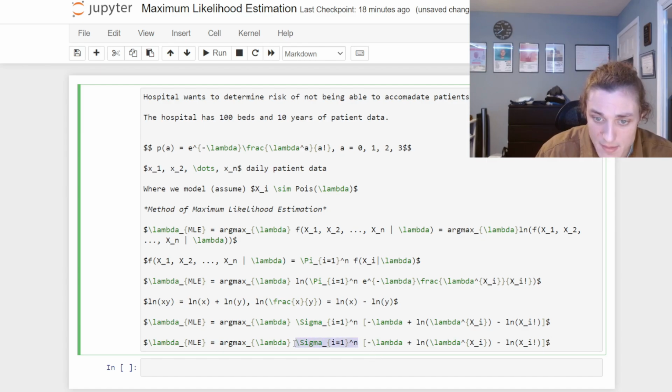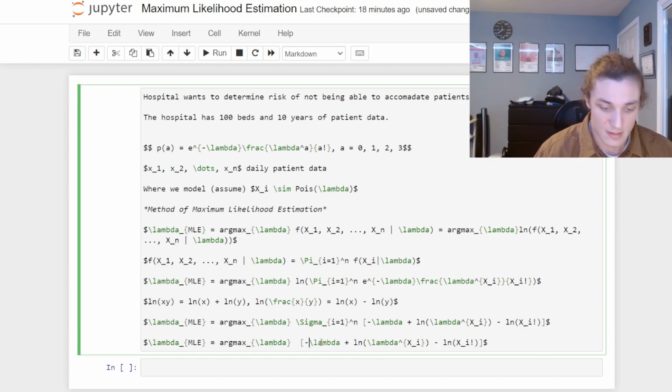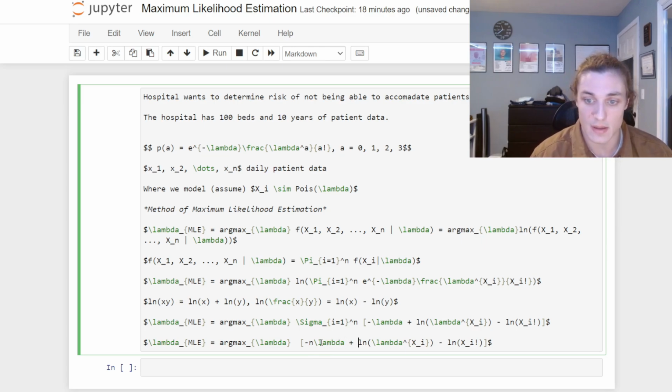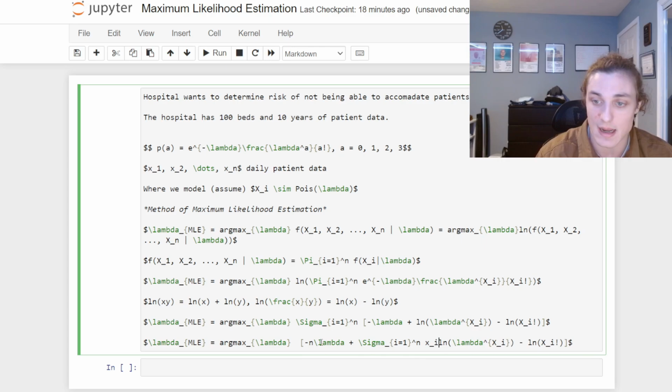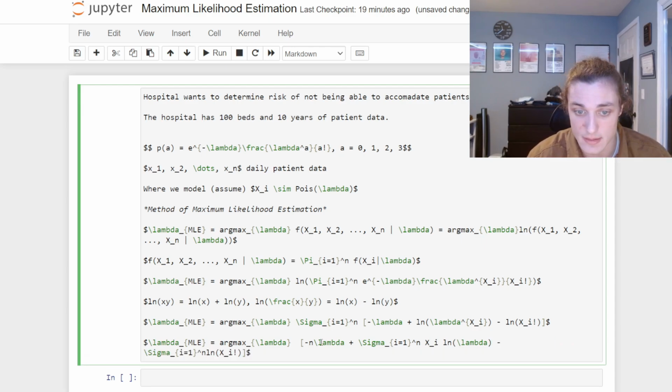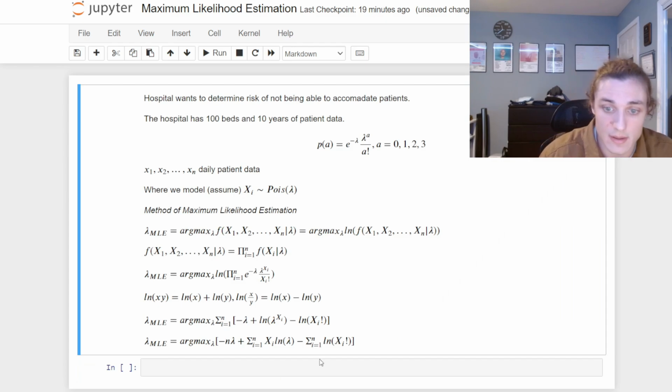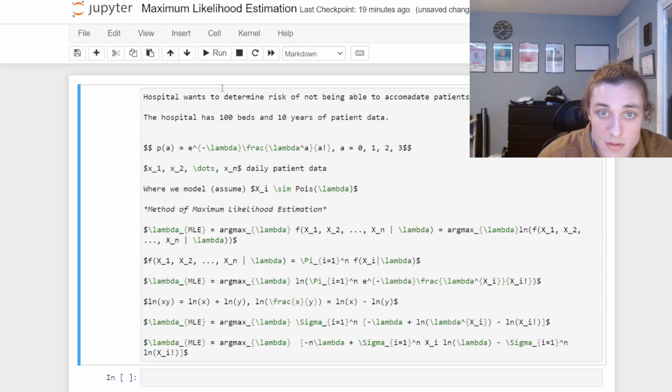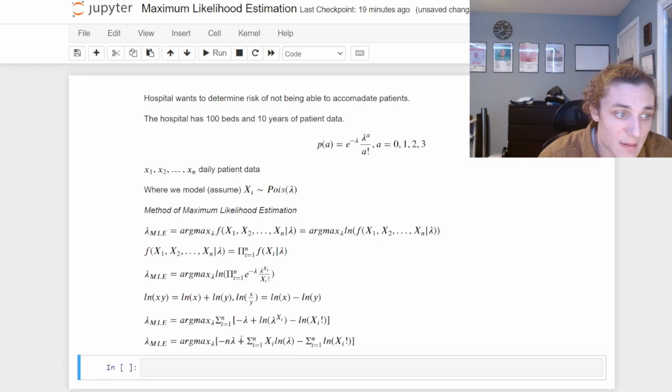Right, so I'm going to take this summation. We have negative n lambda. Then we also have the summation applied to xi, because we take it out of the power and we're just left with ln of lambda. Then we apply it also to this log right here. So we have now negative n lambda plus the summation of xi ln lambda minus the summation of ln xi factorial.